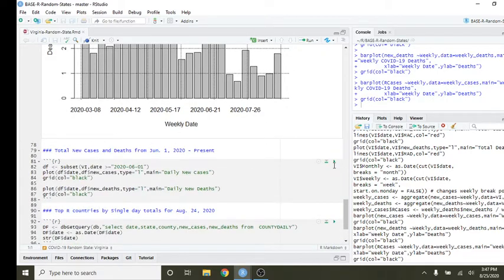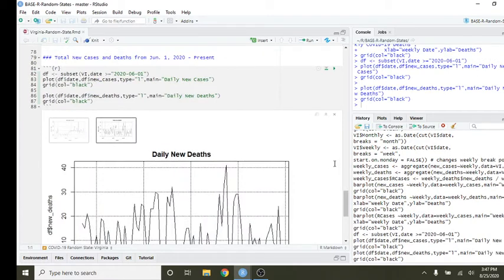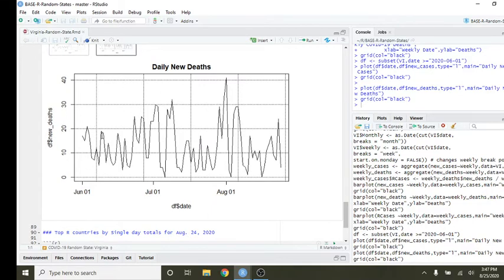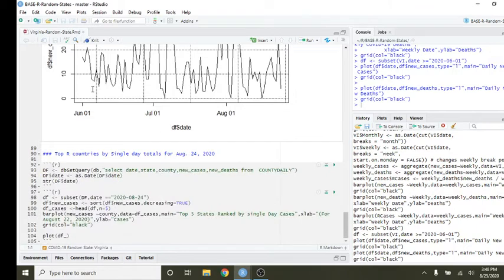Total new cases from June 1st till today. You can see a little bit of the spike here. Well, it's still stable at about 1,000 per day, but the spike is above 1,000. Deaths are a little more erratic. You can see a spike here, a spike here. So what's the average? Somewhere between 10 and 40 daily deaths a week.